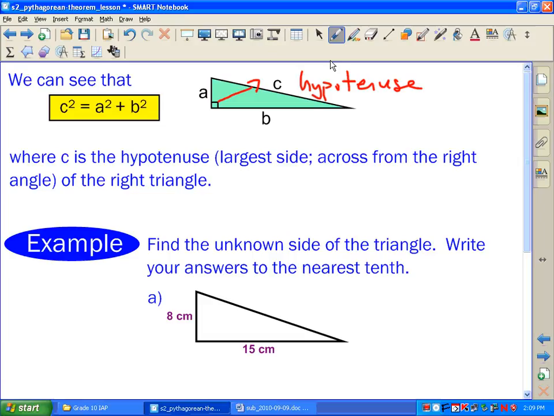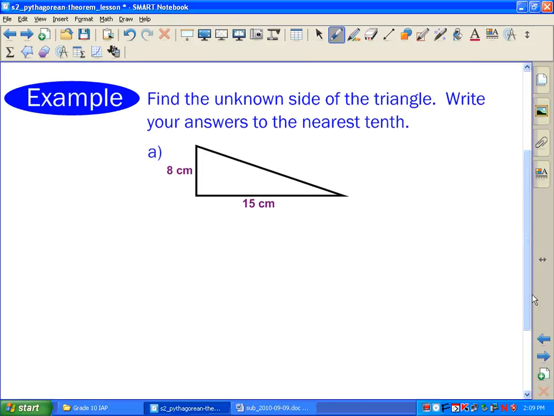Okay? So, example: find the unknown side of the triangle, and write your answers to the nearest tenth. Some of these questions will not work out nicely. We are going to have to use a calculator to find the answers. So, we know the formula is c squared equals a squared plus b squared. I always like to start by writing down that formula so that I can remember it and not have to look back at my notes all the time. Now c is across from the right angle. The right angle is right here, so this is our c. So we don't know c.